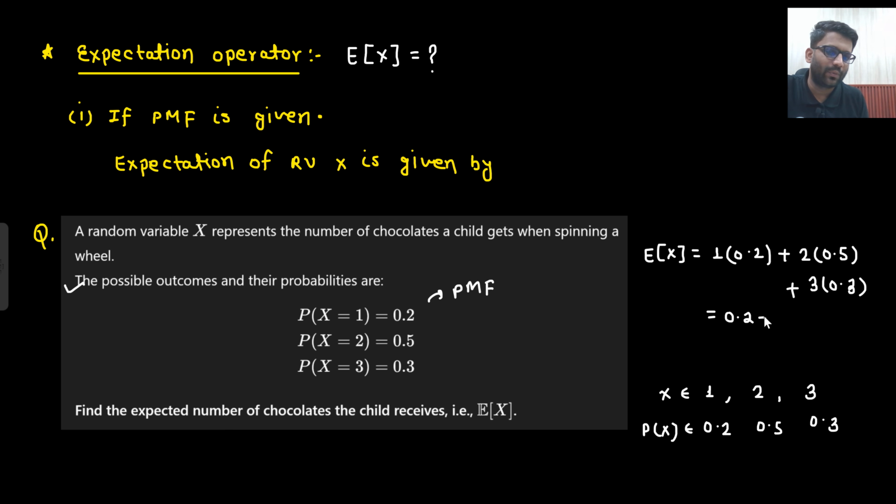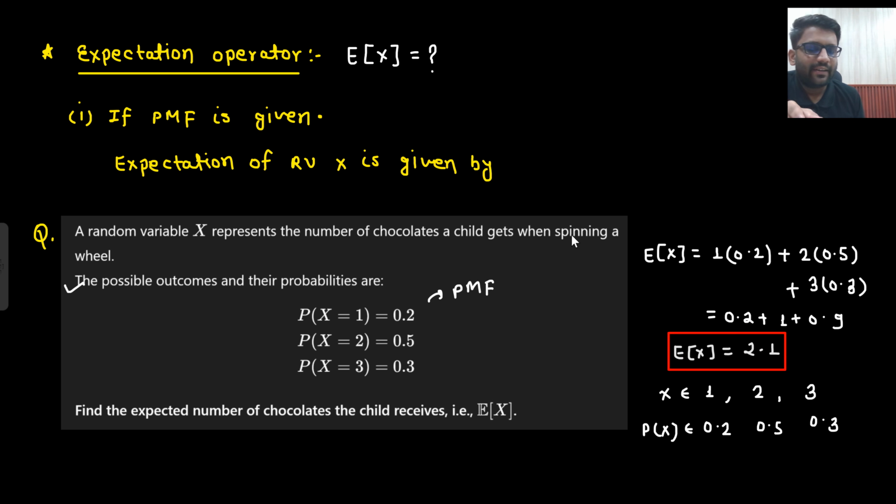So what will you be getting? 0.2, 1, and 0.9. So 0.2 plus 1 plus 0.9, you are getting 2.1. So this is the expectation of random variable x. What does that mean?